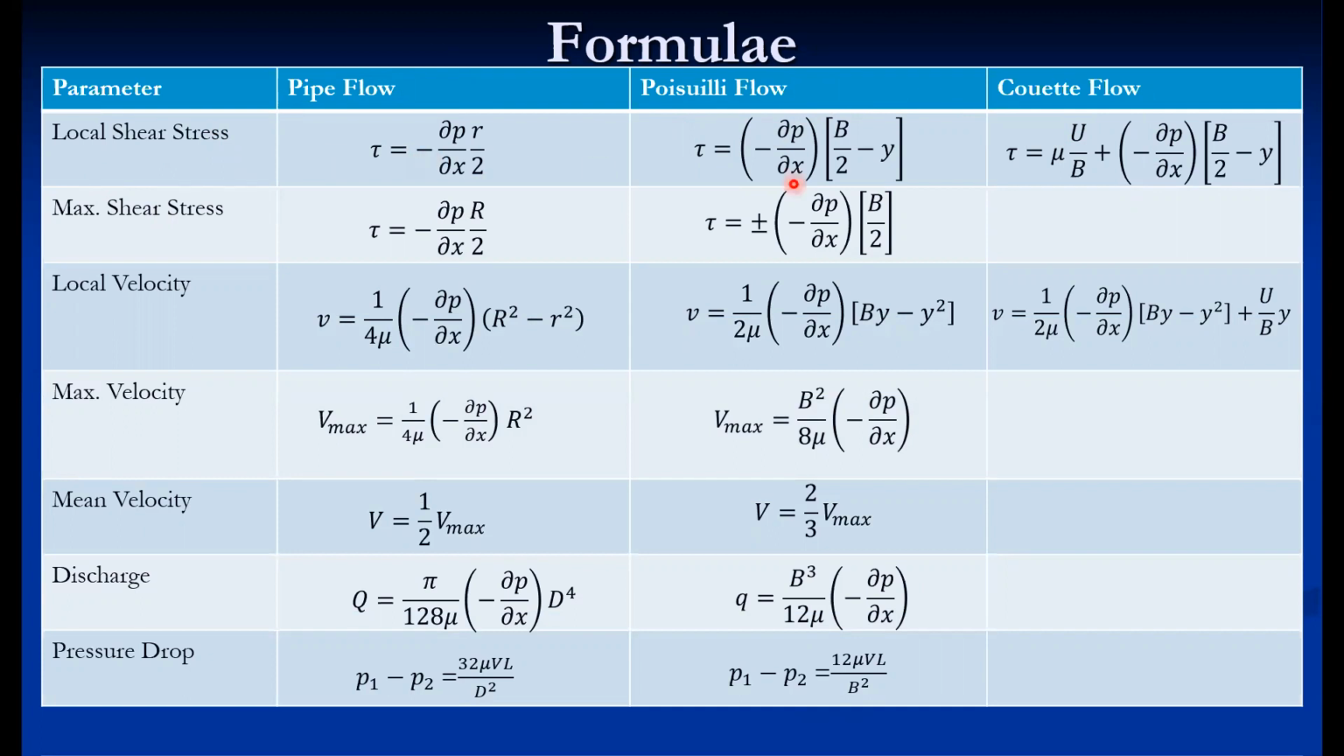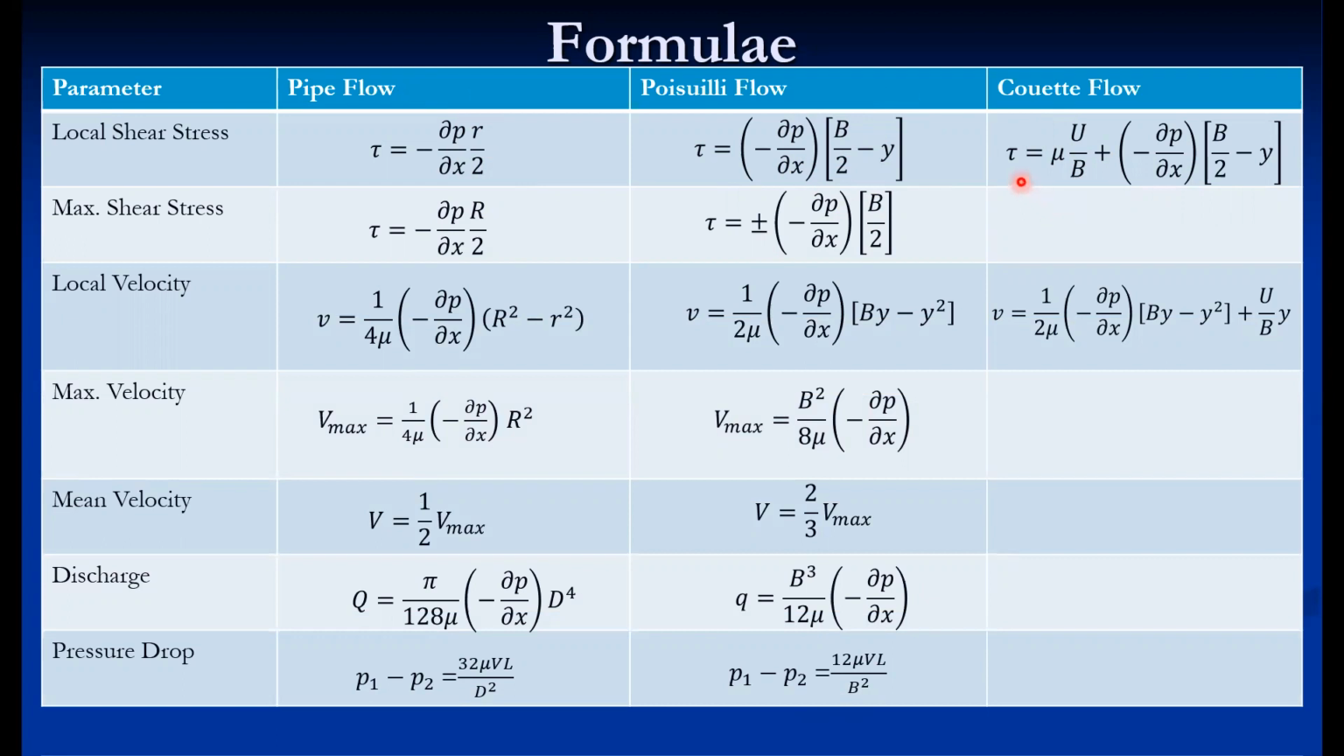As far as local shear stress is concerned, in all cases, local shear stress is directly proportional to either the radius or the distance y, that is perpendicular to the direction of flow. So there is a linear variation of local shear stress, and minus ∂p/∂x is common. The second term is r by 2 here. The second term here is b by 2 minus y. And here only one term is added, the term mu into u by b.